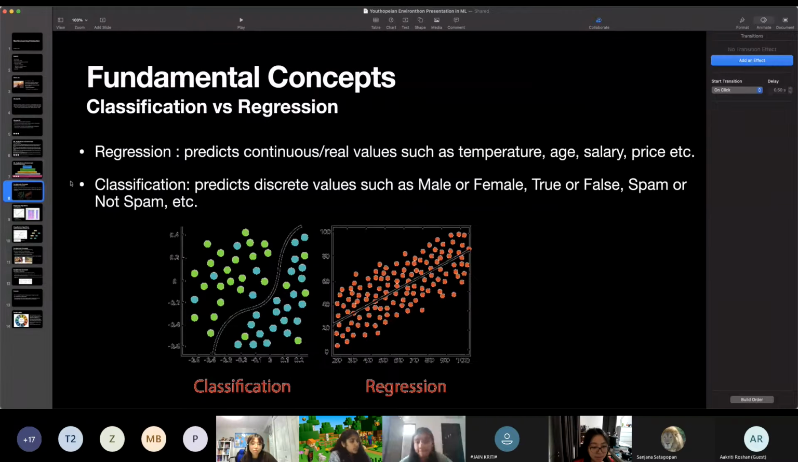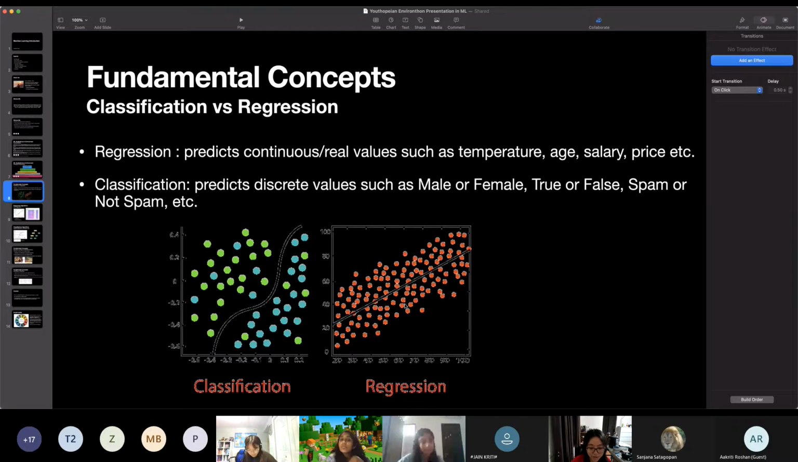And yeah, now I'm going to talk about some fundamental concepts in machine learning. First is regression versus classification. These are the two most important problems. Regression basically predicts continuous, real values such as temperature, age, salary, and price.